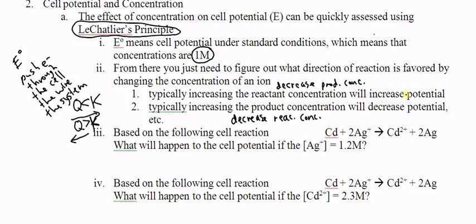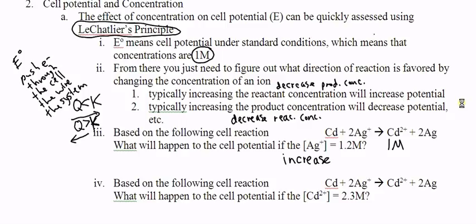So as we're looking at this stuff, it should be a real easy inspection here. We're going to assume that the cadmium ion is still 1 molar because no mention has been made of it in this question. But it says, based on the following cell reaction, what will happen to the cell potential if silver ion concentration is increased to 1.2 molar? Well, silver's a reactant. Its concentration has been increased. And according to this bit of information, increasing reactant concentration is going to increase cell potential. So we would expect cell potential to increase.